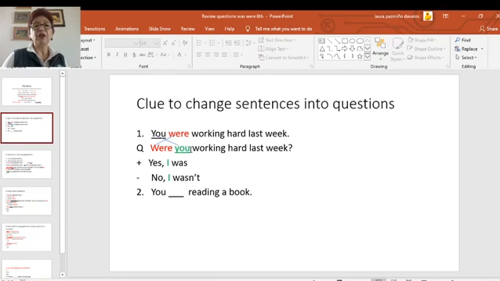Like I told you before, these sentences, the rest of the sentence remains there. Se queda ahí. Okay, so only these two move. So were you working hard last week? This is important for a question. Short answer. If the question is with you, were you.